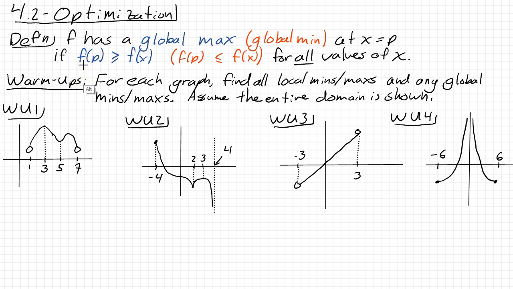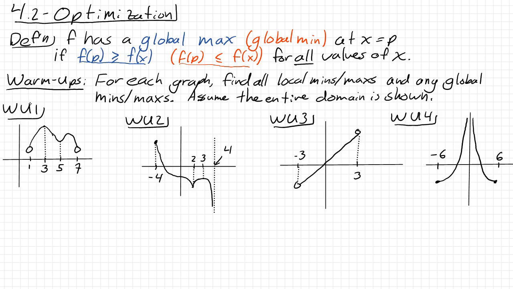This is the definition of a local max, and this is the definition of a local min. Either way, it has to be greater or less than, whichever way it is, than all other function values of x. So I'll show you what that looks like here in this graph. I'll do warm-up 1 for you and then let you try the rest of these on your own.